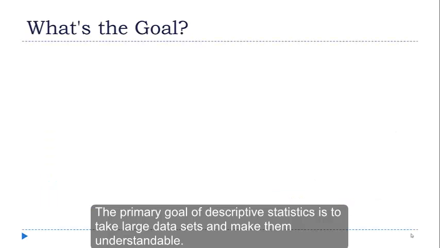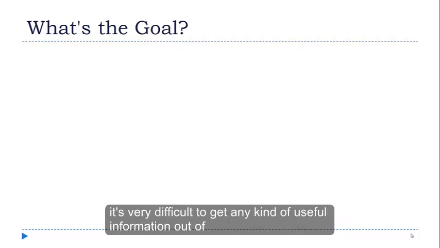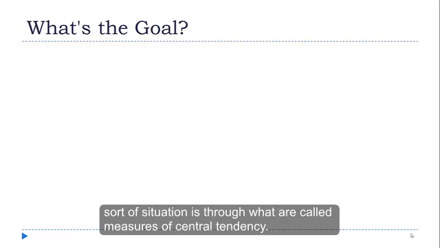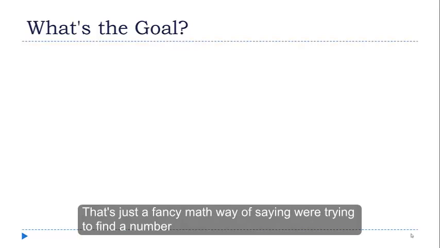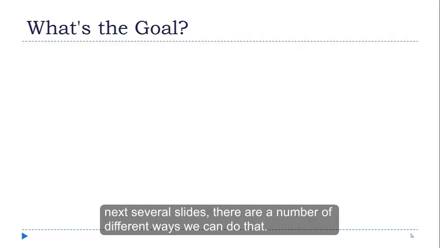The primary goal of descriptive statistics is to take large data sets and make them understandable. So when you're faced with a list of 1,000 numbers, it's very difficult to get any kind of useful information out of them. One of the ways that descriptive statistics tries to make sense out of that sort of situation is through what are called measures of central tendency. Now, that's just a fancy math way of saying that we're trying to find a number that somehow represents the middle of the data. As you'll see over the next several slides, there are a number of different ways that we can do that.